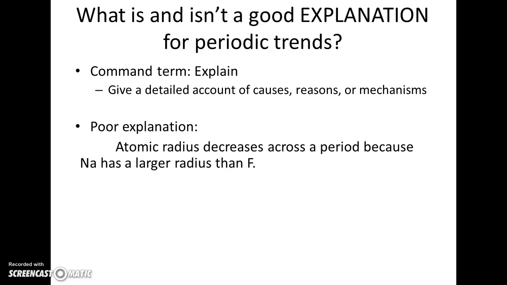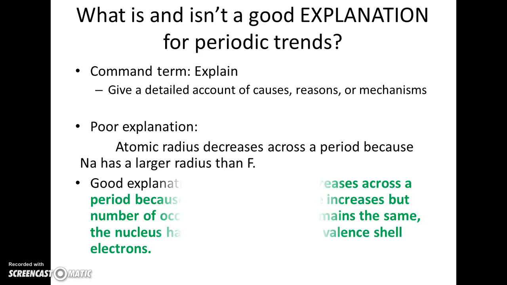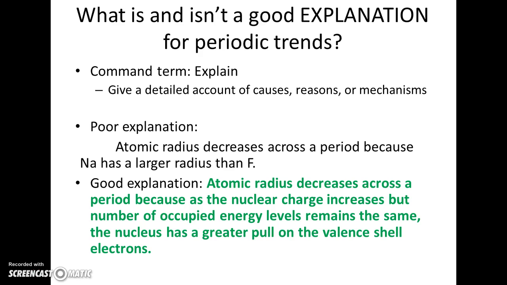Now, that's like saying atomic radius decreases across a period because it decreases. So here's a better explanation. Atomic radius decreases across a period because as the nuclear charge increases, but number of energy levels remains the same, the nucleus has a greater pull on the valence shell electrons.